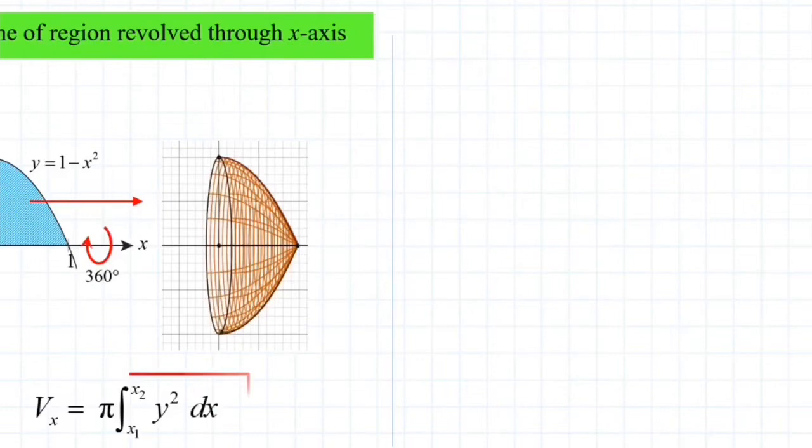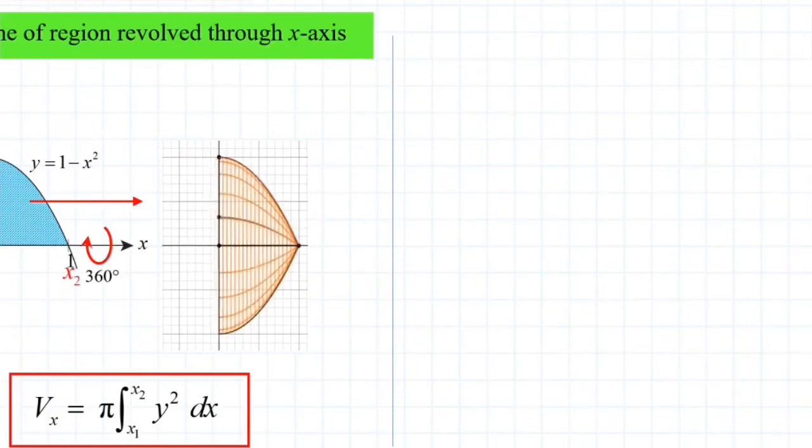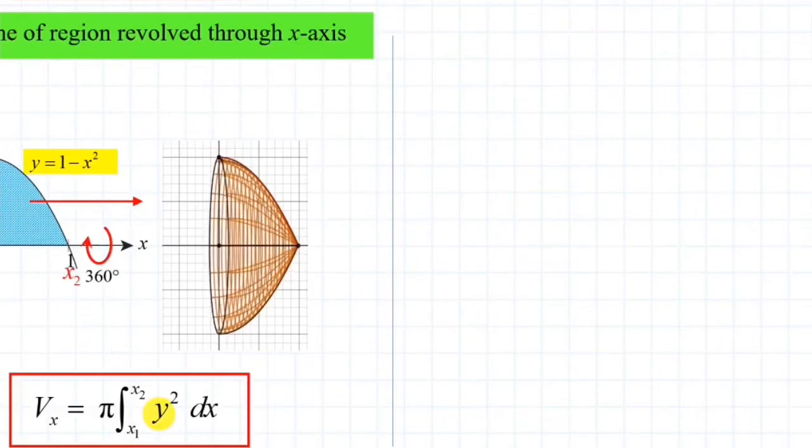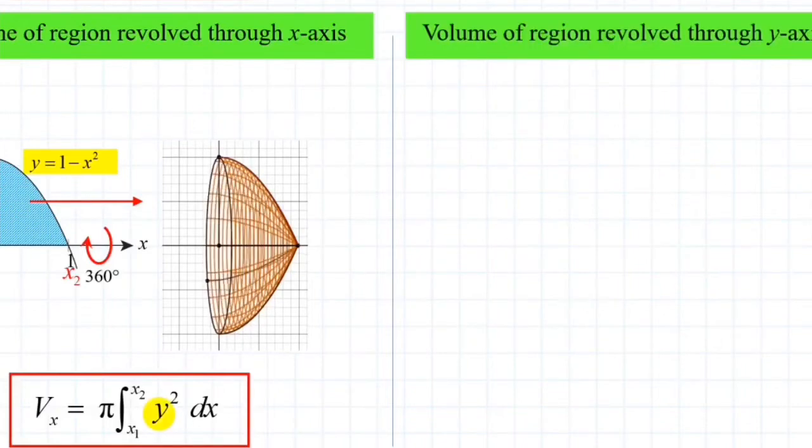So Vx is pi, integrate from x1 to x2, y squared dx. That means for volume you must have pi and you must square your y before you integrate, okay, for the curve. So the first step is you have to take your curve y and then you square your y. So now we are going to expand y equal to 1 minus x squared, the whole thing square. So you can use expansion or you can use a shortcut to expand, okay, before you integrate.